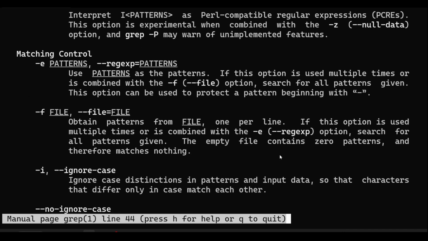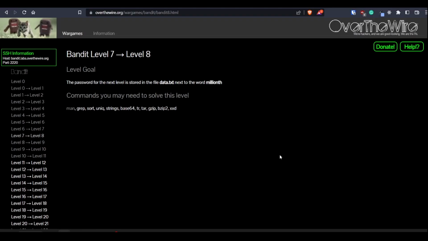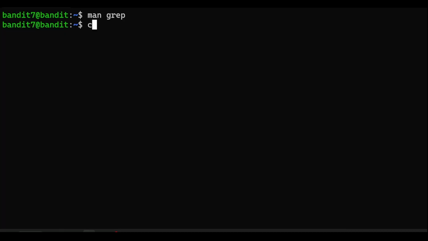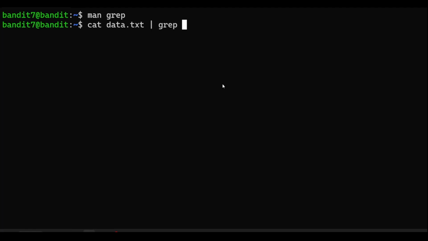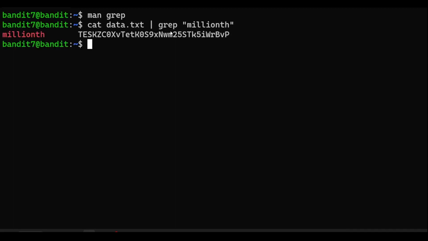So I think we just have to do something called piping, which is executing two commands at once. So cat data.txt, this is one command, right? Then this is piping. And now the other command would be grep, and the word we have to search is millionth. Sorry, my English is bad. And that is the password, yo. And again, I am the Omega.